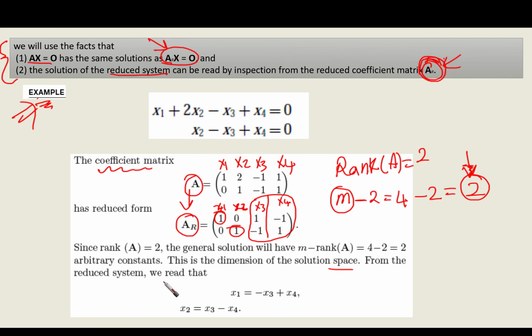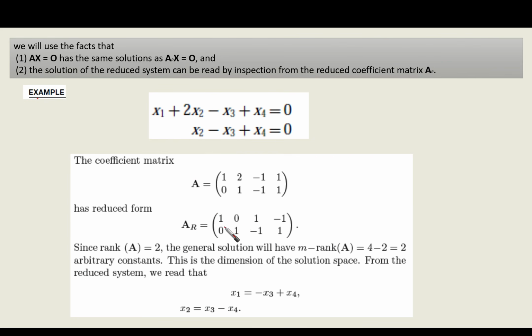From the reduced system, we read directly. I'm going to clean this up. Now from the reduced matrix, the leading entry means x1, and then we have x3 and x4, which we put on the right hand side.